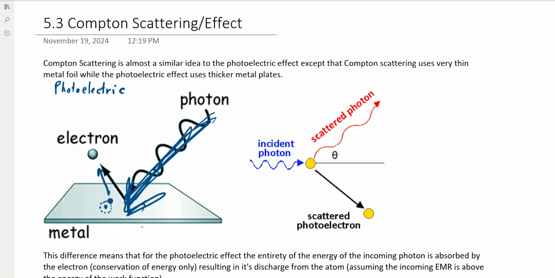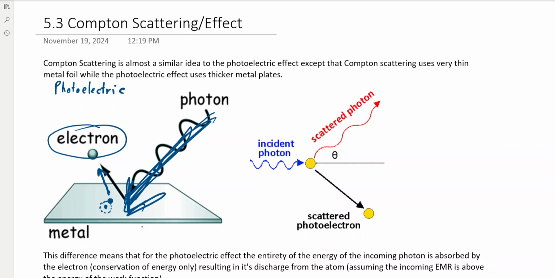And so what happens is once it has enough energy, it launches out of the nucleus, and it shoots that electron off to the side. And that's the photoelectric effect. That's from the last video.